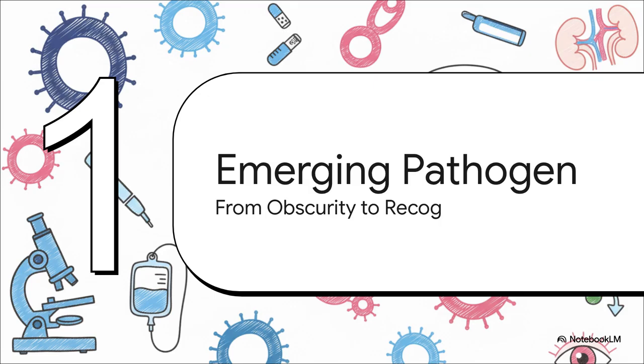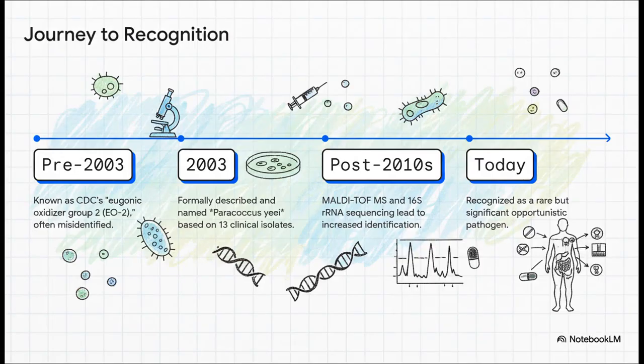You know, for years, Paracoccus yeei wasn't even called that. It was basically a mystery organism, just known by this cryptic code name E02. We're going to look at how modern lab tech finally dragged it out of the shadows. So for the longest time, this thing was just getting missed. It was picky about how it grew, and it looked a lot like common skin bacteria, so you can see how it'd be overlooked. But then, technology changed everything. The widespread use of stuff like MALDI-TOF MS and 16S rRNA sequencing has been a total game changer. We can finally see this organism for what it is.